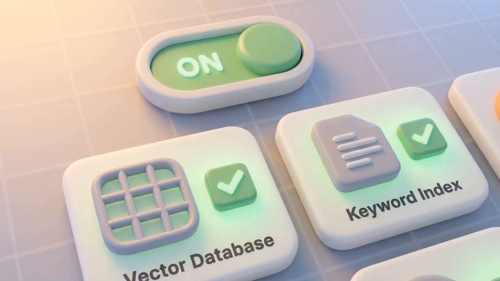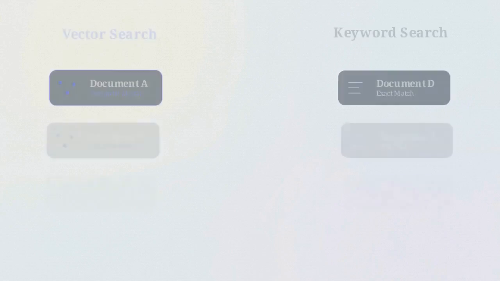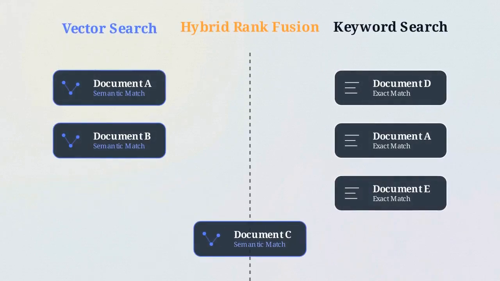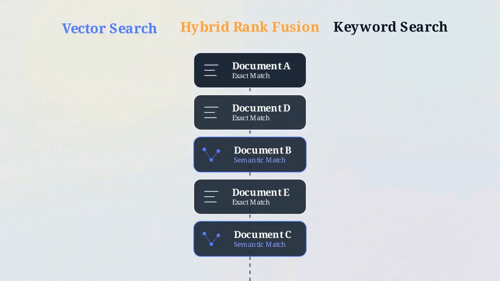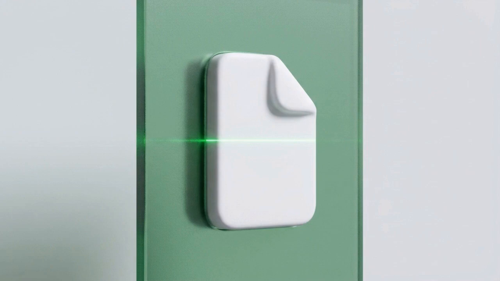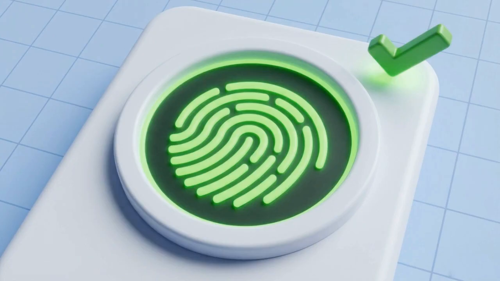This has led to the rise of hybrid search. These systems run a semantic vector search and a traditional keyword search at the exact same time. This diagram shows the results merging. By using fusion algorithms, the system combines the conceptual reach of vectors with the literal precision of keywords, ranking the best possible answer at the top. We can then layer on metadata filters to ensure the results aren't just similar, but also factually correct, checking for the right price, the right date, or security clearance.